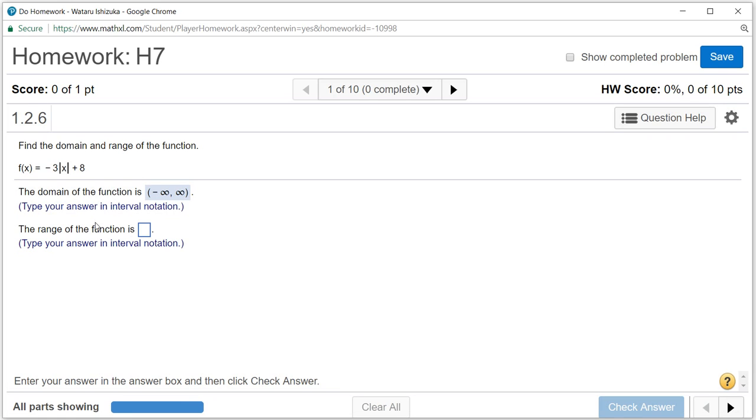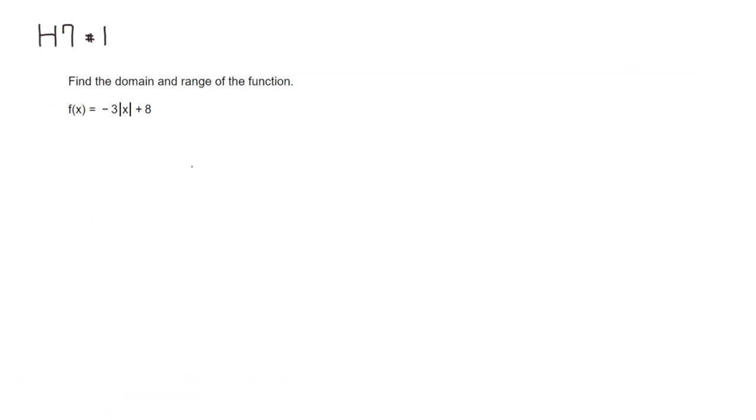Then we want to find the range of the function. Let's do that. First, let's start with the original one. f of x is equal to, let's not call it f of x. Let's start with y equals absolute value of x.